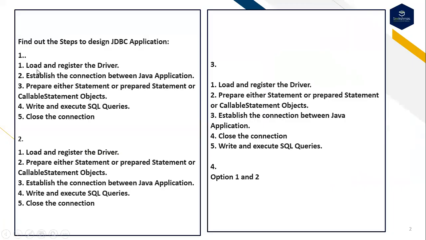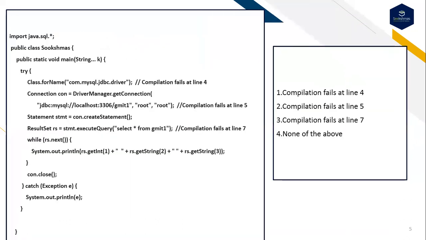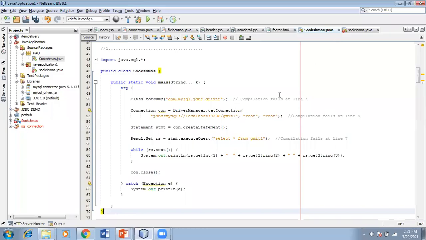These are the steps: load and register the driver, establish the connection between the Java application and the database, prepare either the Statement, PreparedStatement, or CallableStatement object, then run the SQL queries, and after that, close the connection. And here I'm asking the question: compilation fails at line 4, compilation fails at line 5, compilation fails at line 7, and the fourth option is none of the above.